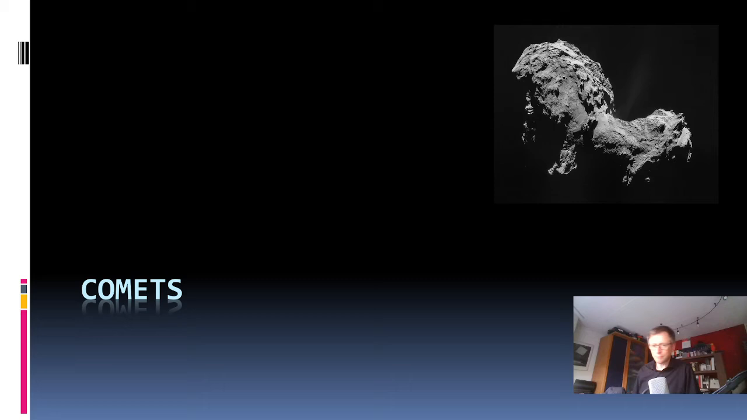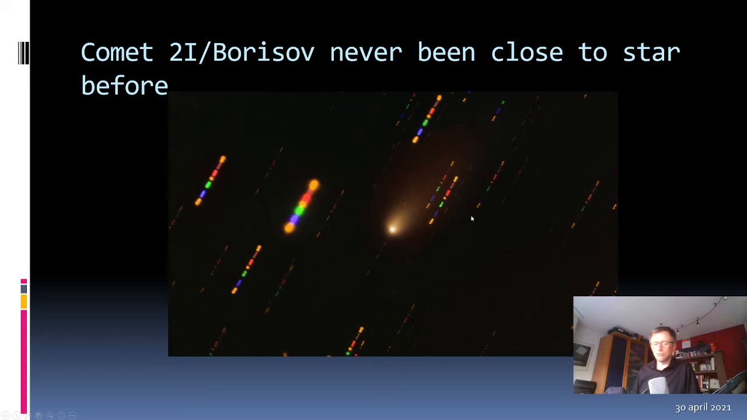On to another object that has very little gravity, comets. There's not a lot of comet news in my talk this year, this half year. Last time we saw the comet Neowise, which we were able to see about a year ago, which was very nice. I've seen it as well. That was very cool. It was for the very first time in a long time that we could see a naked eye visible comet. But another cool comet from a while back was the comet 2I Borisov.